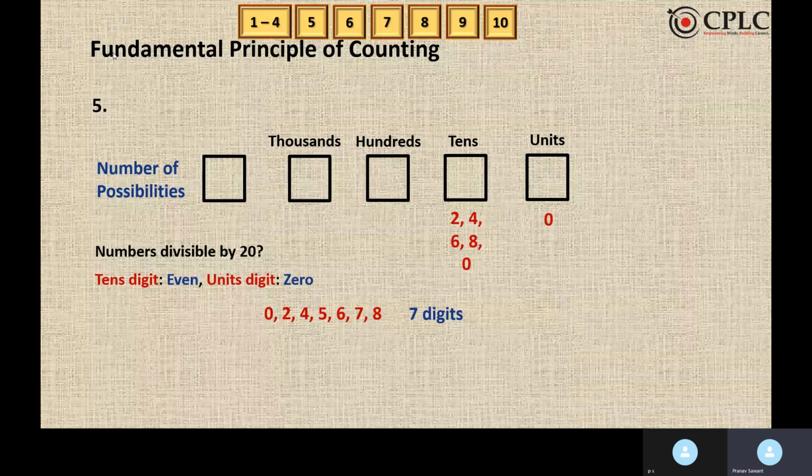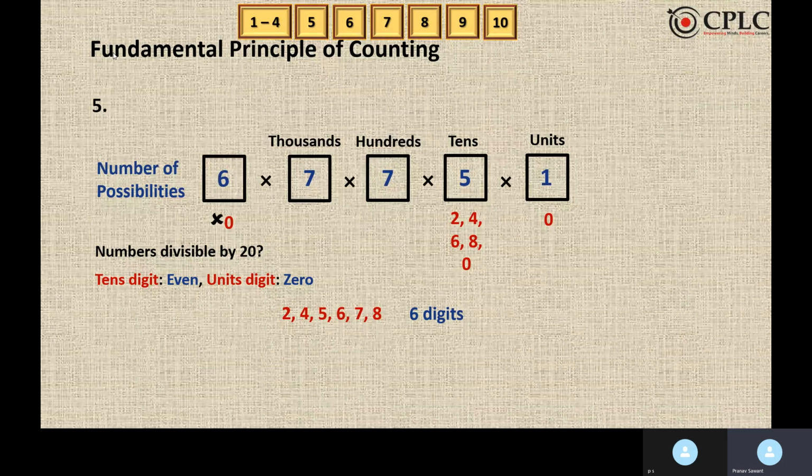So units 0 and tens 2, 4, 6, 8, 0. Now, how many possibilities if there's 0 at the unit place? Only one possibility. For tens, we have 5. For hundreds, there is no restriction, so we can put all 7 digits. Thousands, there's no restriction, we can put all 7 digits. At the 10,000's place, 0 can't come, hence we can put the other digits, that is 2, 4, 5, 6, 7, 8. So 6 possibilities. So 6 into 7 into 7 into 5 into 1, that's 1470 is the answer.